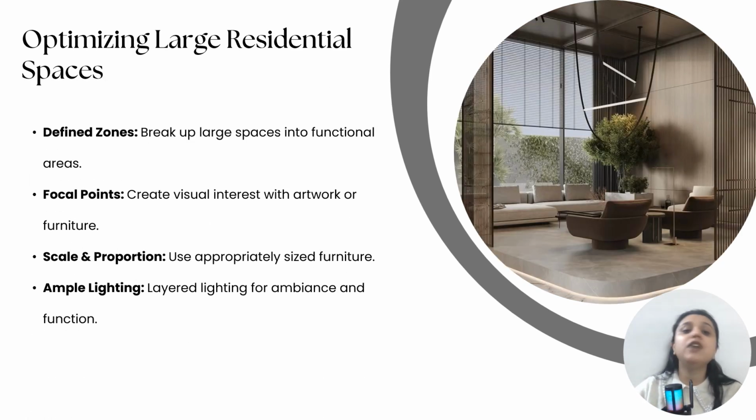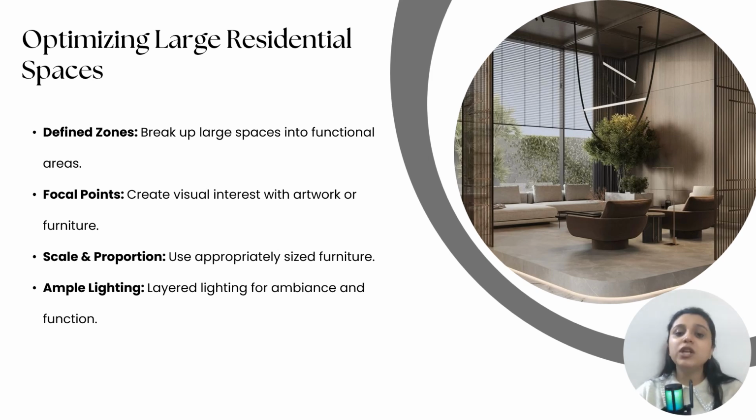Other things which can be done for large residential spaces. Now the problem is the same for both kinds of spaces. If the space is too small, you do not know how to fit in everything, but if the space is too large, how do you know how to fill that space? So defined zones. It's very important to break up large spaces into functional areas. Even if it is a big hall, a big lobby space, you should understand that you can create zones even within that. Maybe there's a small space which is a casual living area, there's a small space which is like a family living lounge, maybe there's a space which acts as a semi dining area. So all of those can be defined within the larger groups.